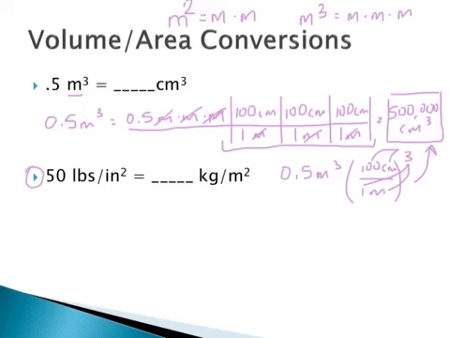In this example, we have 50 pounds per square inch. Some of you may have heard of that unit before. We're converting it into the same kind of thing but in different units, kilograms per meter squared. Notice in the numerator we are going from pounds to kilograms, so that is US to metric. And in the denominator we're going from inches squared to meters squared.